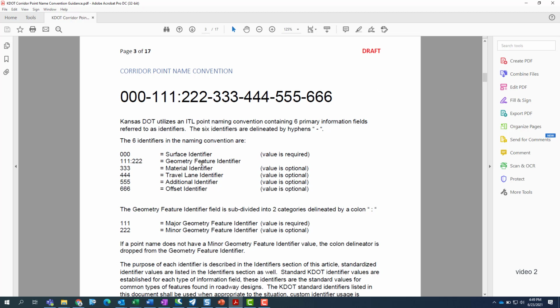Note that the geometry feature identifier is broken down into 2 subcategories. We have the major and the minor geometry feature identifiers, and those are delineated by a colon. We'll explain why this is so as we look at the purpose and the content of each geometry identifier.